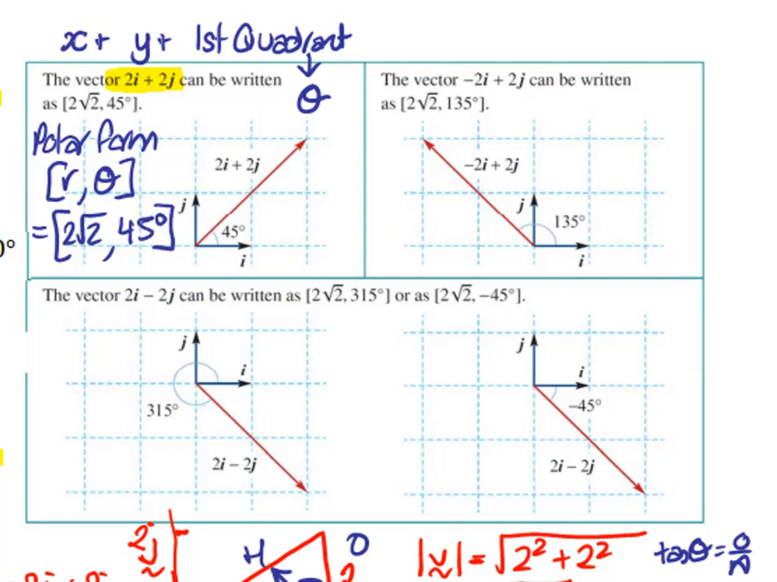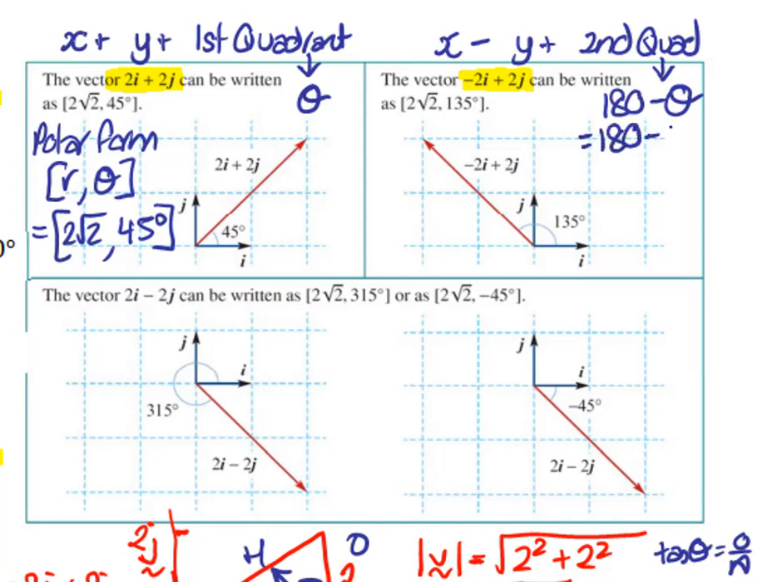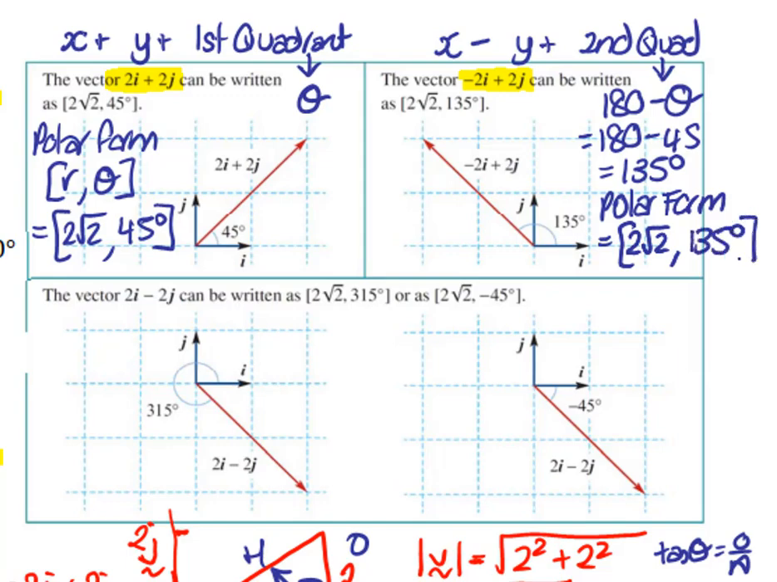Now in the next one I have negative 2i plus 2j. So now x is negative, y is positive, so we're in our second quadrant. So that means we need to deal with 180 minus theta. So that's going to be 180 minus 45, which is 135 degrees. So our polar form is going to be the 2 root 2 and 135 degrees.